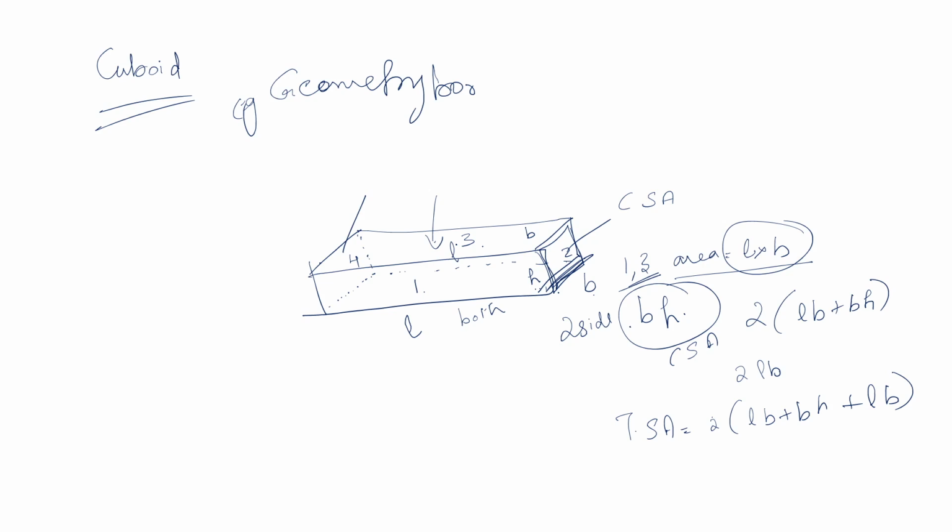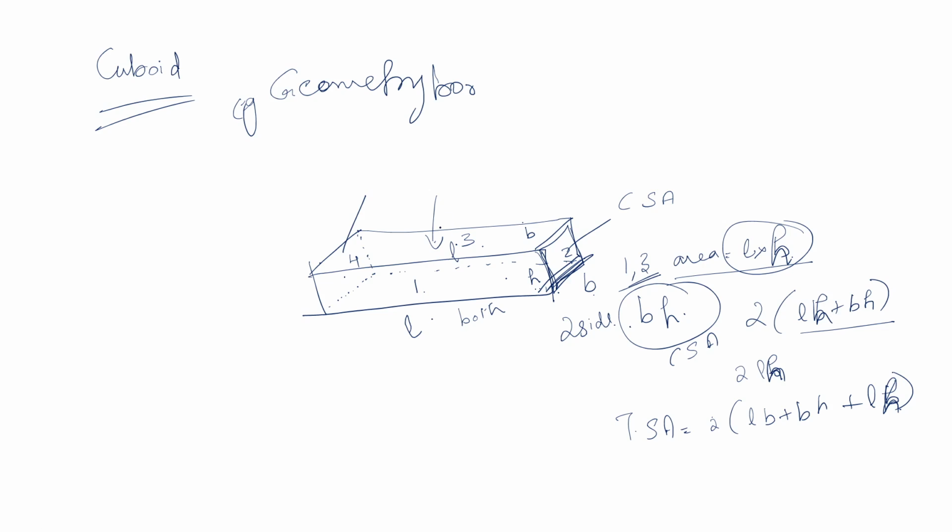The sides are together called LH plus BH, sorry, this one will become LH, because that side will be of L into H, right? This side is L and this one is H, so this is LH, and the side opposite to that is also LH, 1 and 3. This is B and this is H, so 2 is BH and 4 is also BH. So all these 4 are the curved surface area.